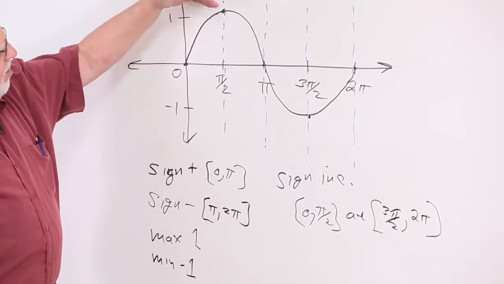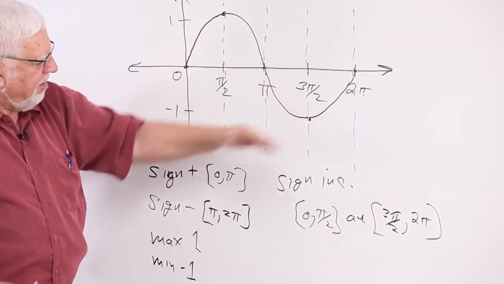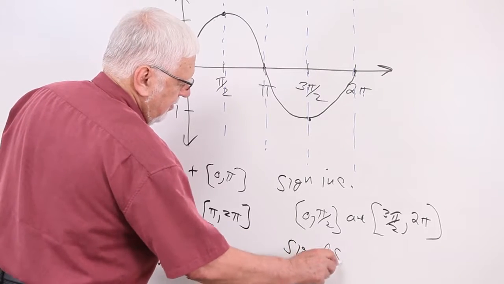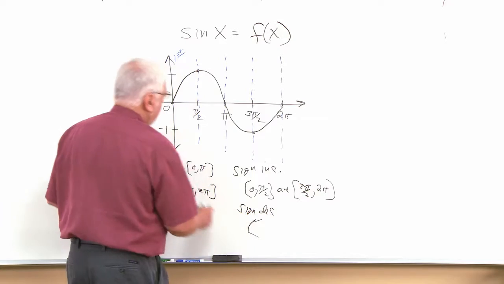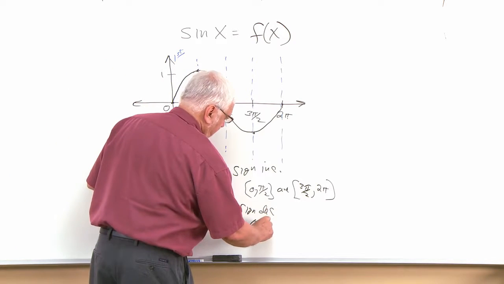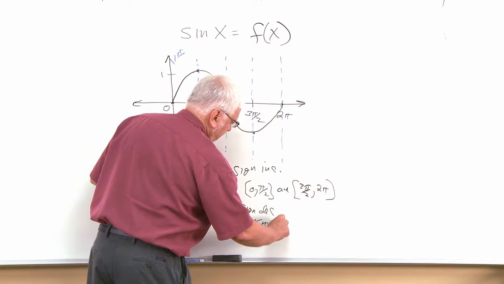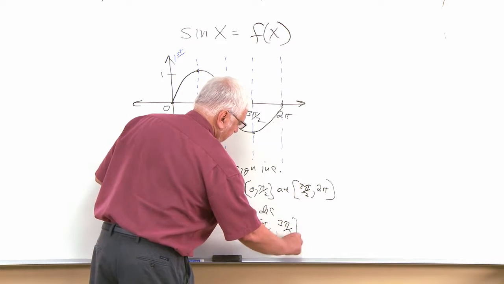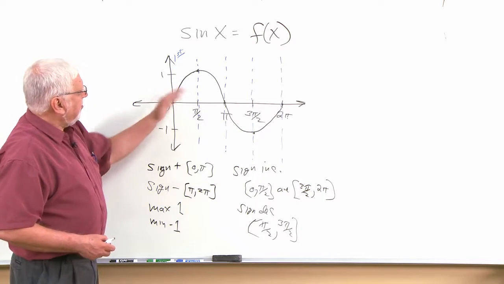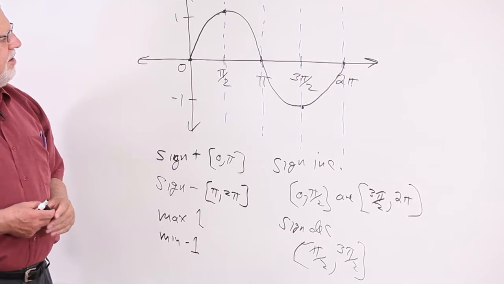And then likewise, where is it decreasing? All the way in that interval, the sine is decreasing from pi over 2 to 3 pi over 2. So we've found that out: the maximum, the minimum, and the intervals where it's increasing and decreasing.